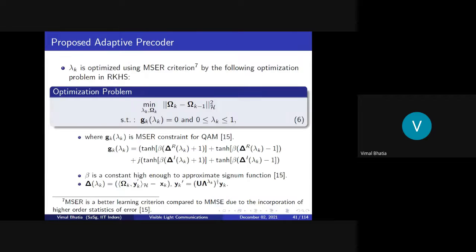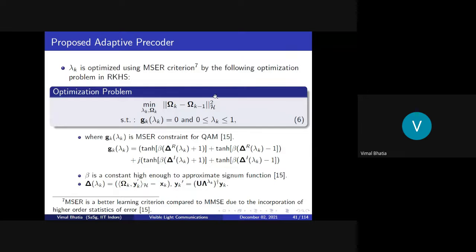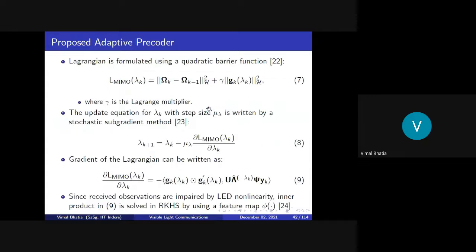Now, if I do a Lagrangian for the quadratic variance function of our equalizer for a precoder, L MIMO for lambda k is expanded in this equation. From here, basically, I'm going to put this gk up here, along in equation 6, so the Lagrangian is formed.